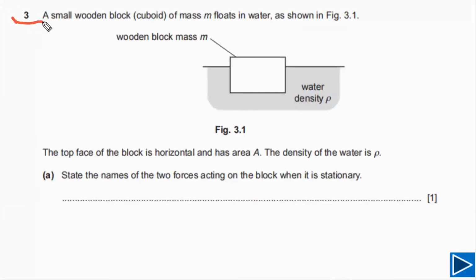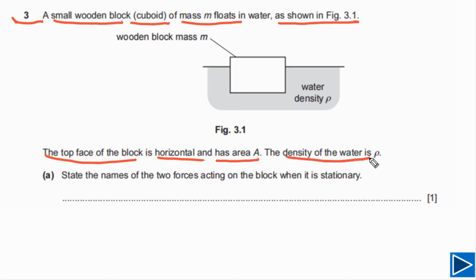For this question, we are given a small wooden block, a cuboid of mass small m, floating in water as shown in figure 3.1. The top surface of the block is horizontal and has area A. The density of the water is rho.